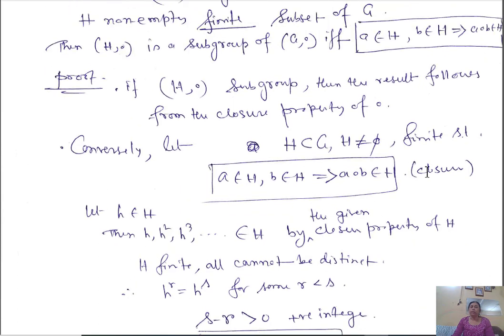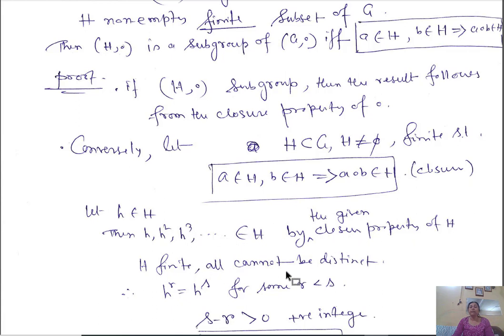If the closure property holds, suppose h belongs to H. If you keep on taking the powers, h square, meaning the composition of h with itself, then h cubed, composition of h with itself 3 times, and so on, all of these belong to H by the closure property. Now since H is finite, this cannot go on infinitely many times.